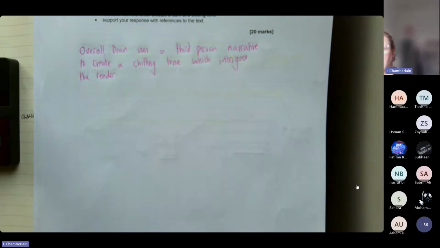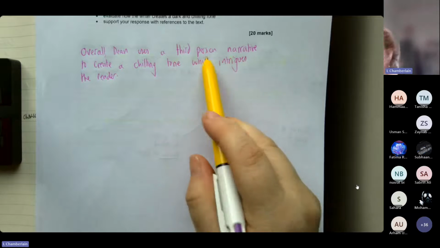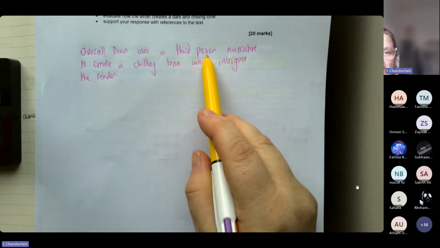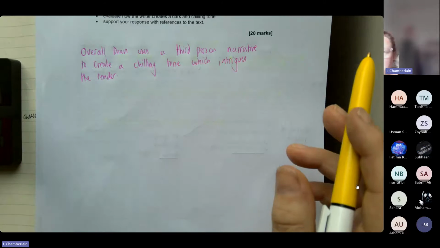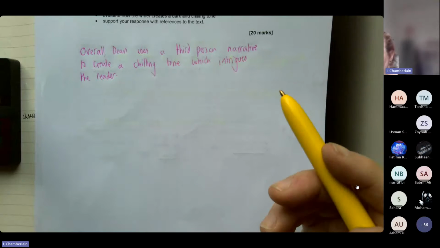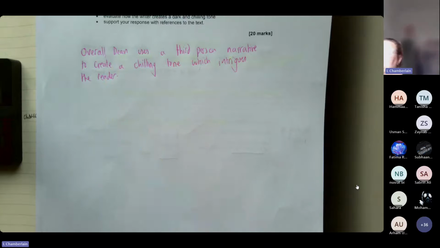Now, if that was the only thing I wrote for this question, I would probably still get 2 marks. I'd get a mark for recognizing the idea that it's a third person narrative, and I'd get a mark for saying that it creates a chilling tone which intrigues the audience. But I want to go further than that, okay? So I want to think more specifically. But this very quick overview is a good way of banking a couple of marks immediately. So I want to sort of think, what else is the writer doing to create this sense of intrigue?